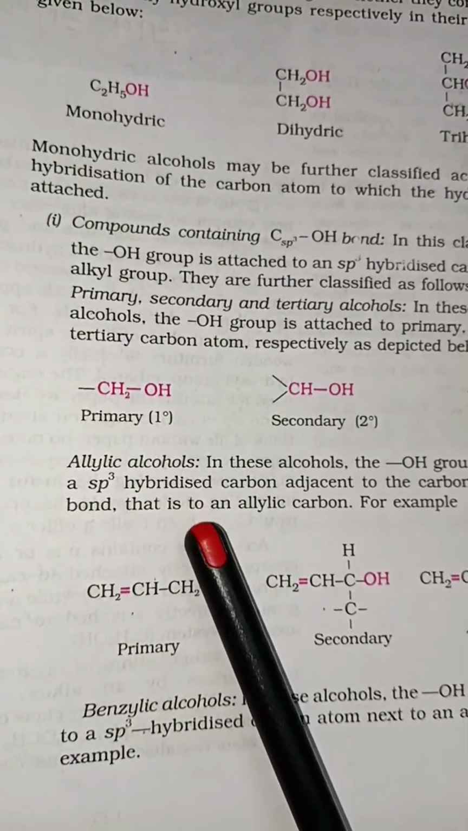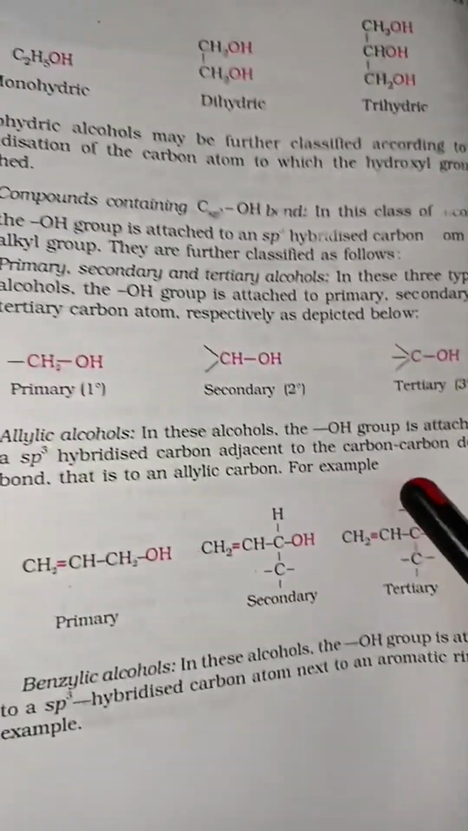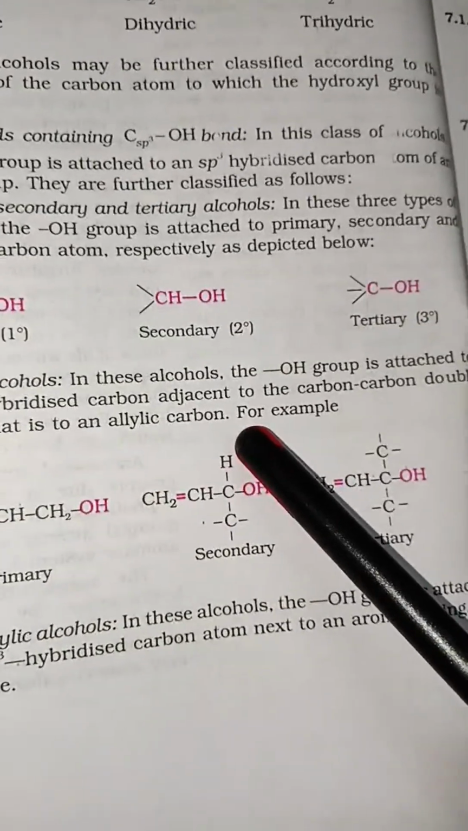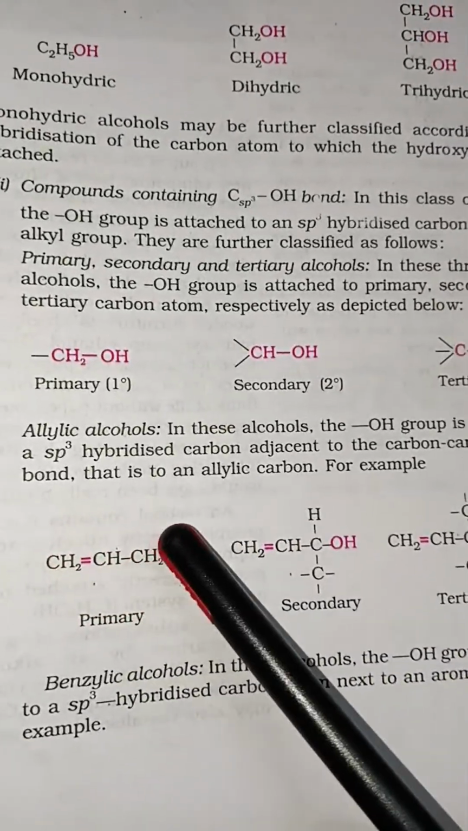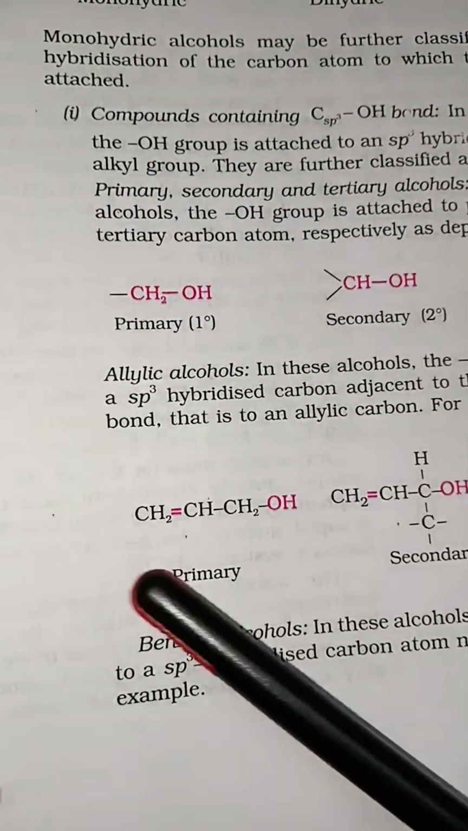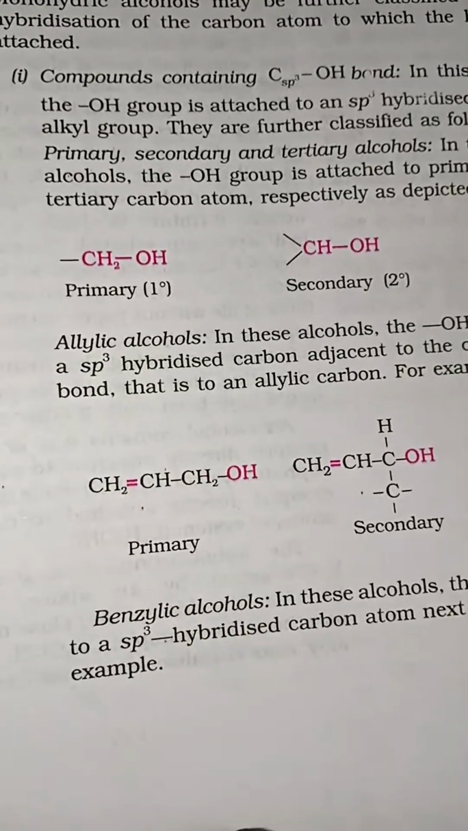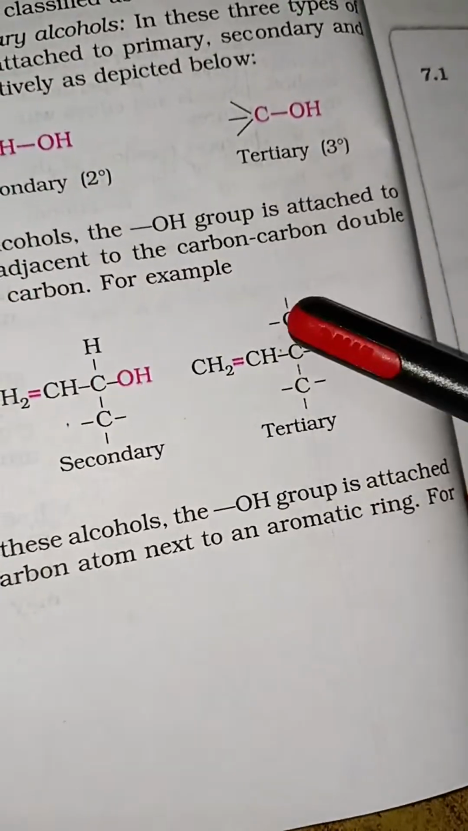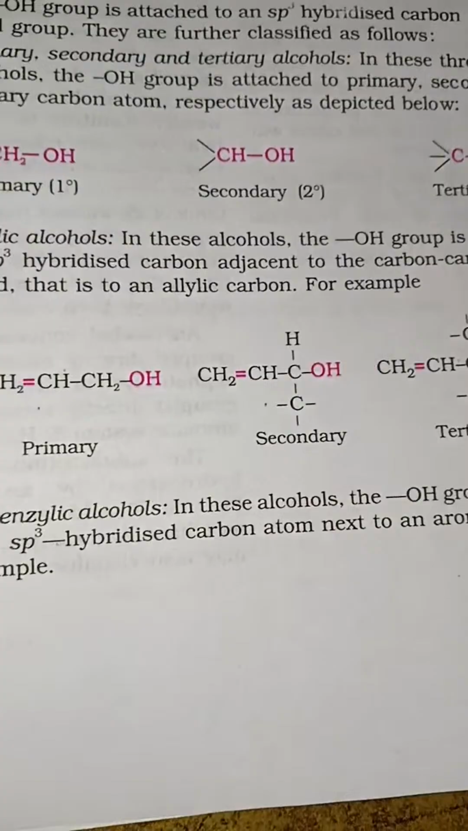The next one, allylic alcohol. In this alcohol, the OH group is attached to an sp3 hybridized carbon adjacent to the carbon-carbon double bond, that is, to an allylic carbon. For example, this is primary, this is secondary, and this is tertiary.